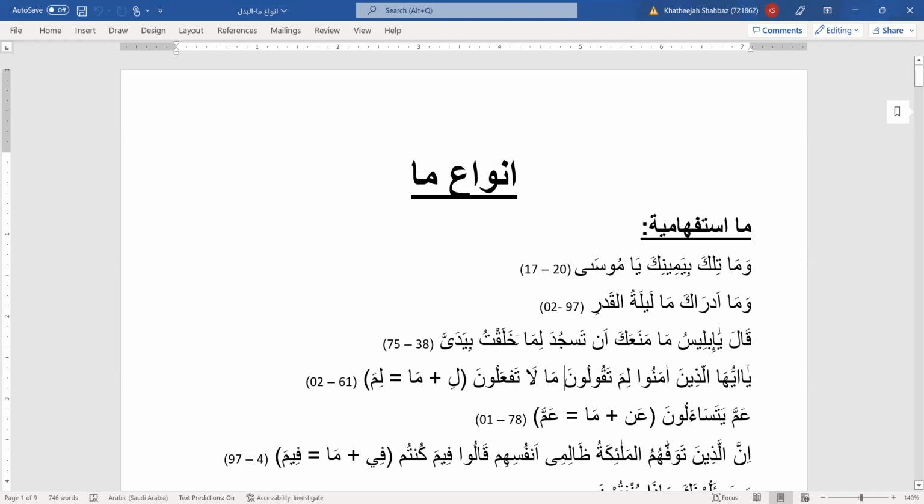Inshallah, today we are going to learn about the types of ma. Anwa'u ma means types of ma. The word ma is used in the Quran very often, and there are many types of it. To properly understand the Quran, it is very important that we understand the use of ma in the Quran, how it is used, and how we are supposed to understand it in different places in the Quran.